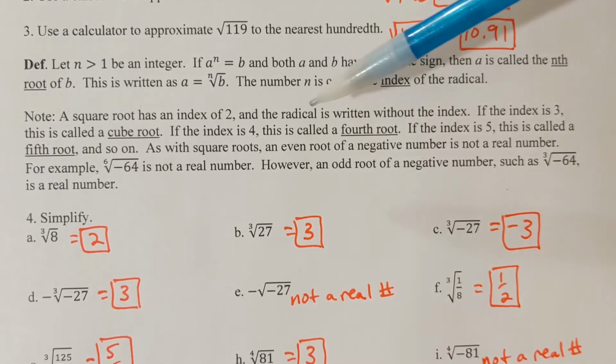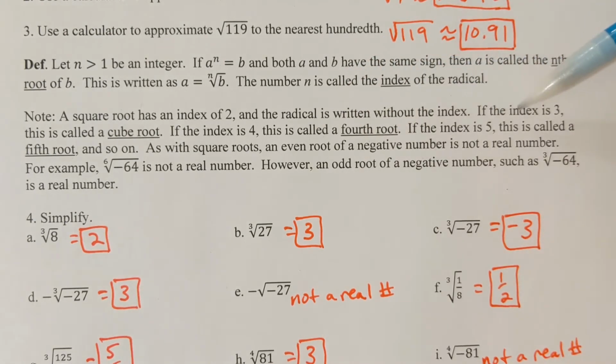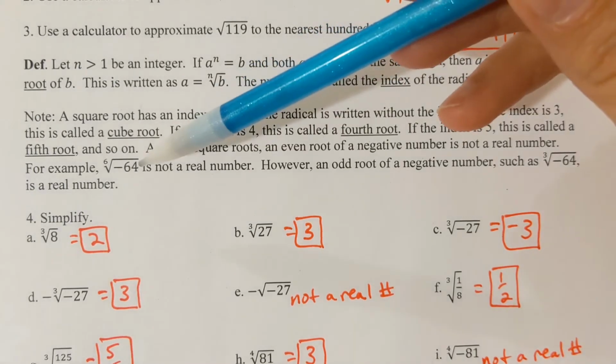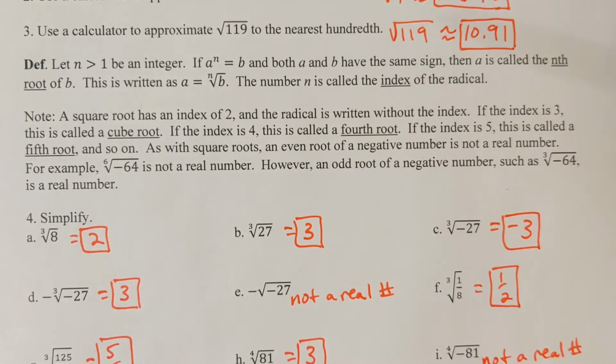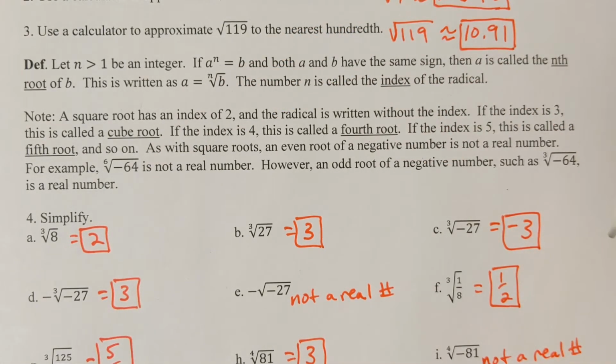Okay. As with square roots, an even root of a negative is not a real number. So for example, the 6th root of negative 64 would not be a real number because there is no number that you can raise to the 6th power that would give you negative 64. Okay, if the power is an even number, you will always get something that is not a negative.